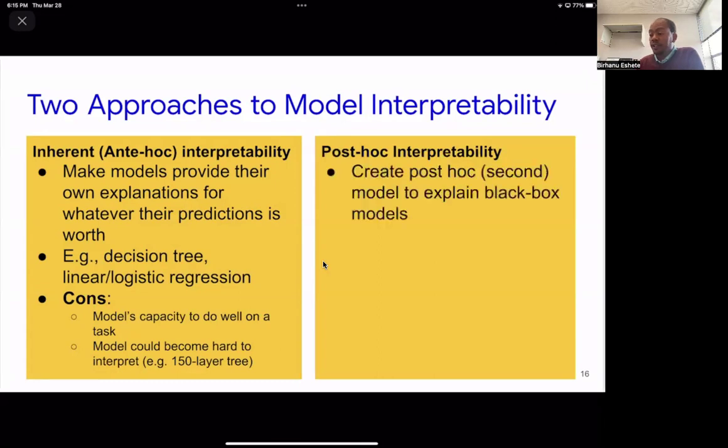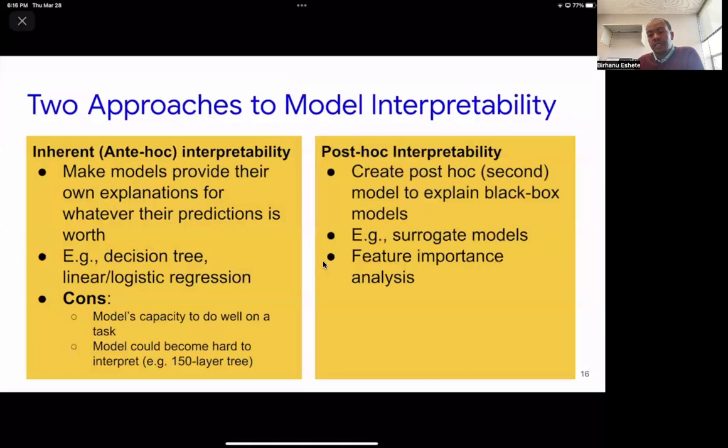So the idea of post hoc interpretability is to create a post hoc or second model to explain the black box model. You would assume the model is a black box, but by interacting with the model, you can create another explainer or proxy to explain what the black box model is doing. This is usually done through surrogate models, a mechanism similar to what we do in model extraction attacks when we build substitute models by talking to the black box or a target model.